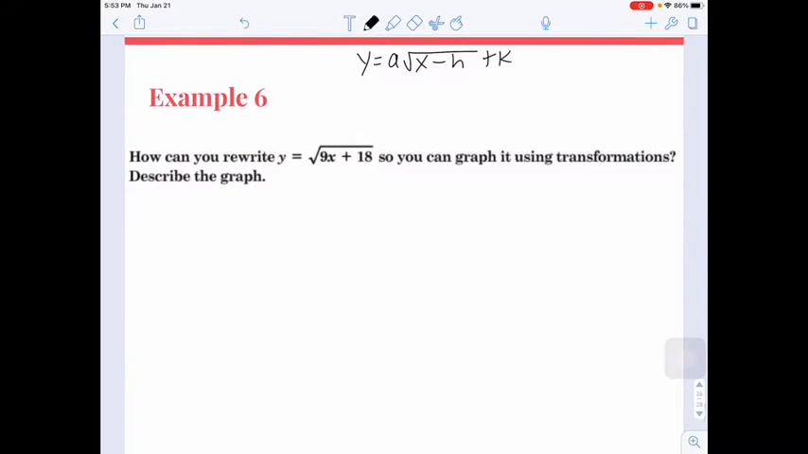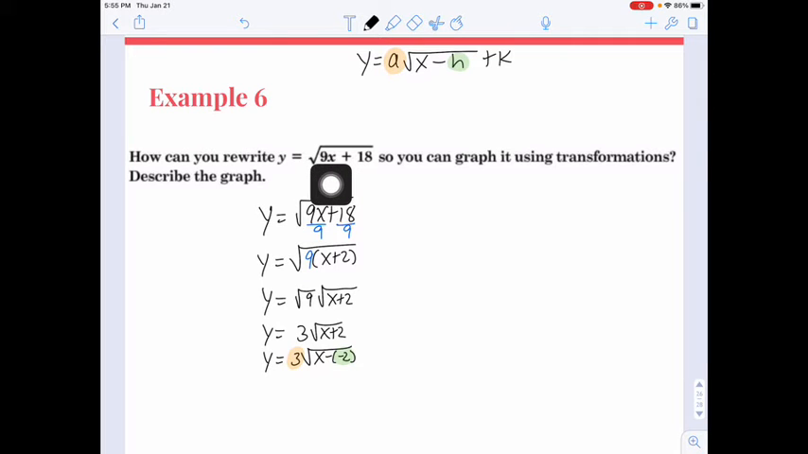Example 6 says, how can you rewrite y equals the square root of 9x plus 18 so you can graph it using transformations? Describe the graph. Up top, I wrote a reminder of what we usually look for when we're using transformations: y equals a times the square root of x minus h plus k, where there's a coefficient of 1 in front of the x. Since we're looking for a coefficient of 1 in front of the x, we want to check to see if we can factor out this 9 that's in front of the x from everything inside the radical. Turns out we can.